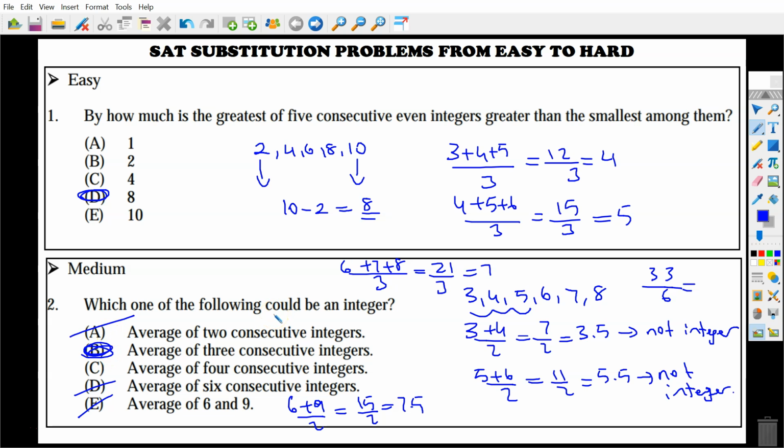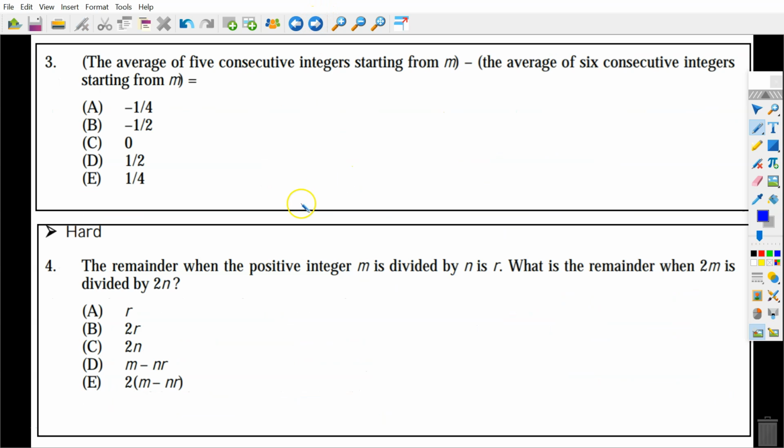Alright, hopefully I'm helping you out with these problems. Let's move on to question 3. Question 3 says the average of 5 consecutive integers starting from n. In this case, let's say the first consecutive integer is m. Another one will be m plus 1, because it doesn't say consecutive even integers or consecutive odd integers, so we can select any consecutive integers. So m plus 1, m plus 2, m plus 3, and lastly m plus 4. These are the 5 consecutive integers.